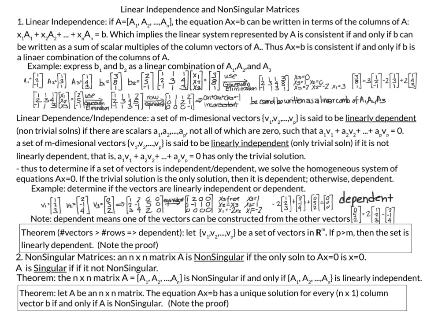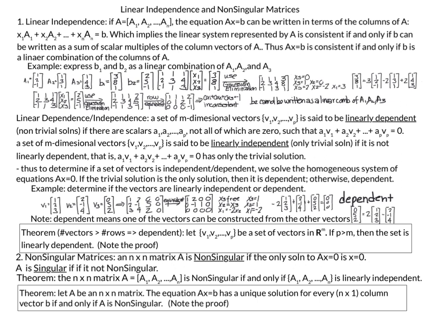In this video, we are going to talk about linear independence and non-singular matrices. The important concept is summarized right here: if A is a matrix, it can be represented by its column vectors A1, A2, up to AN. Then the equation AX equals B, the matrix equation, matrix A times vector X equal to vector B, can be written in terms of the columns of A.